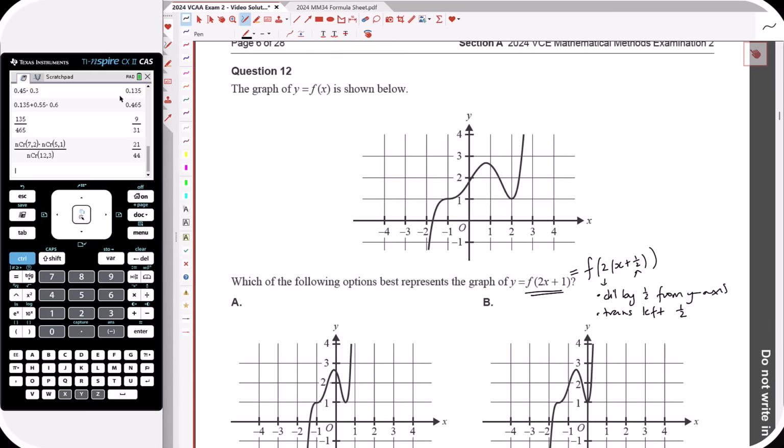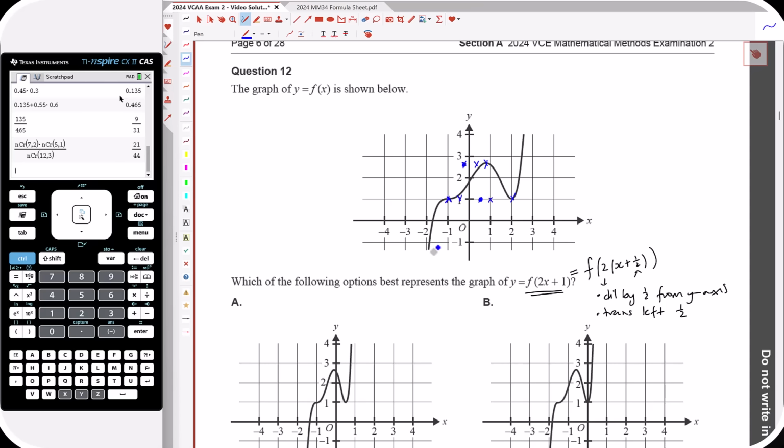All right, so let's just take a few points and do those 2 things to it. So if we take this point here that's at 2, 1, dilate it by half from the y-axis and then translate it left by half, it's going to be there at half, 1. If we think about this point up here and dilate it by half from the y-axis, it'll be about there, and translate it to the left by half, it's going to be about there. If we think about this point here, the point of inflection, dilate it by half from the y-axis, it's going to come into here, and then translate it left by a half, it comes back to where it was at 1.